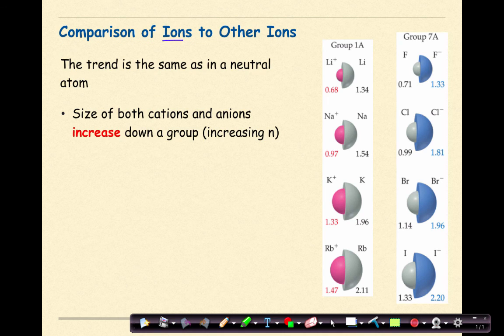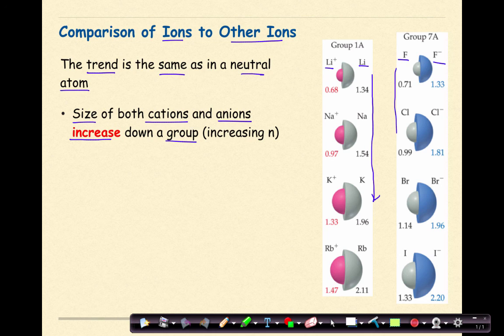Comparison of ions to other ions. The trend is the same as in a neutral atom. The size of both cations, or positive ions, and anions, or negative ions, will increase down a group. So in group 1, we see that whether it is an ion or an atom, the radius is going to increase. Same thing for group 7A or group 17. Whether it's an atom or an ion, as you go down the group, the radius will increase.